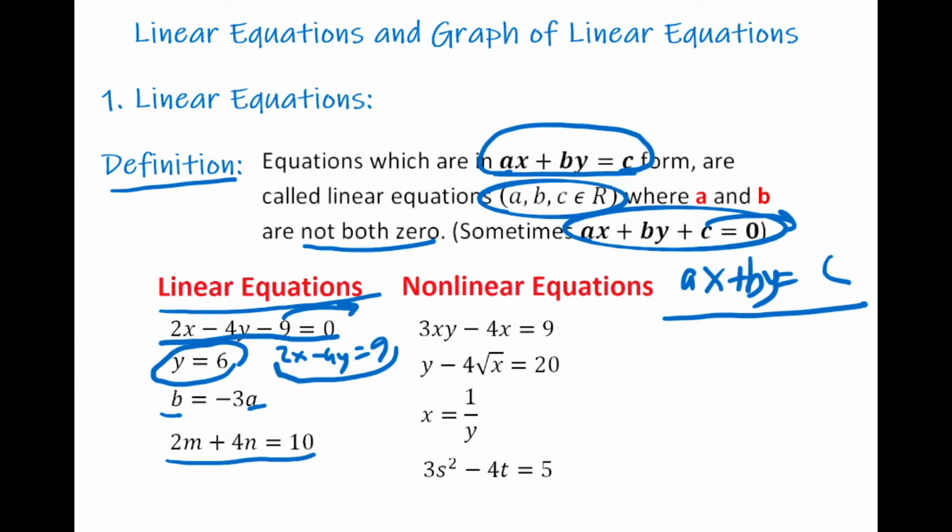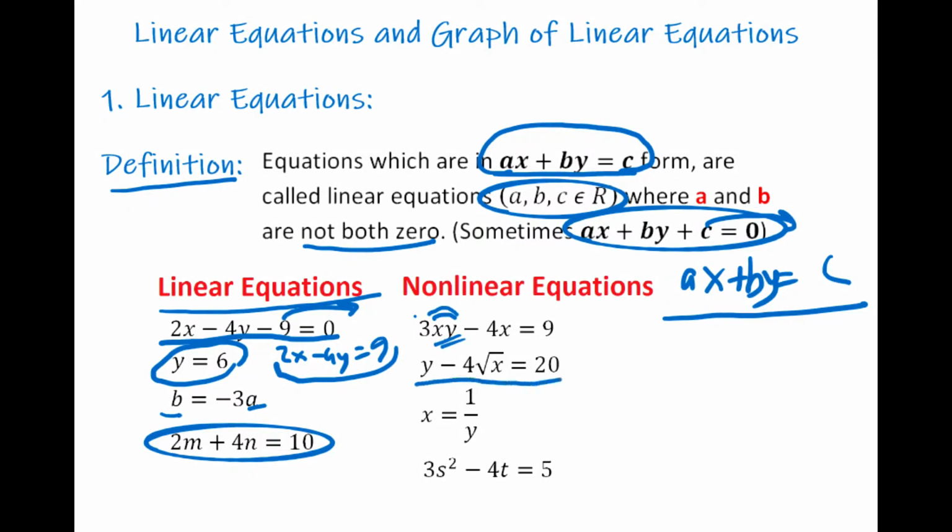And the same thing is here. The variables are m and n. 2m plus 4n is 10. This is another linear equation. But if you look at the right side, 3xy, you cannot multiply those two terms, because if you do, then it's not going to be a linear equation. It is a non-linear equation because of this multiplication actually.